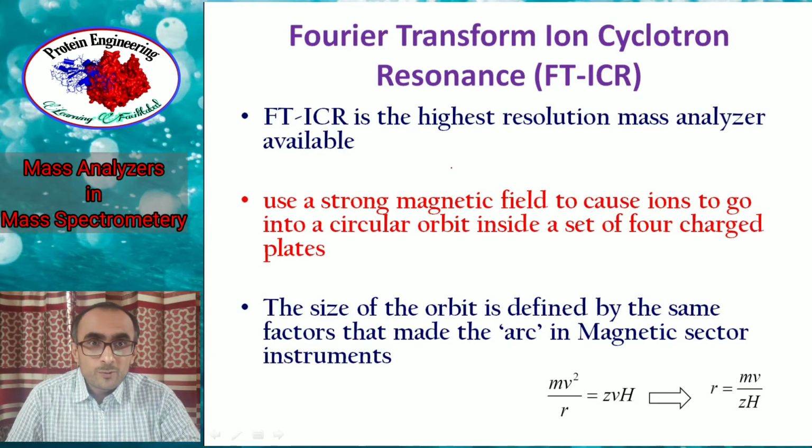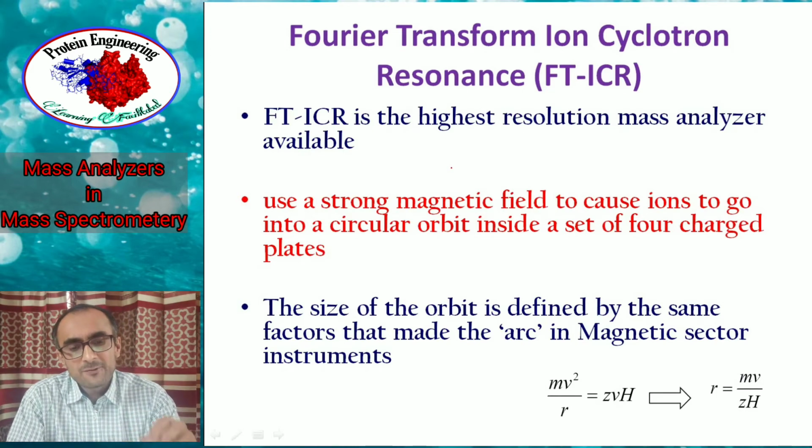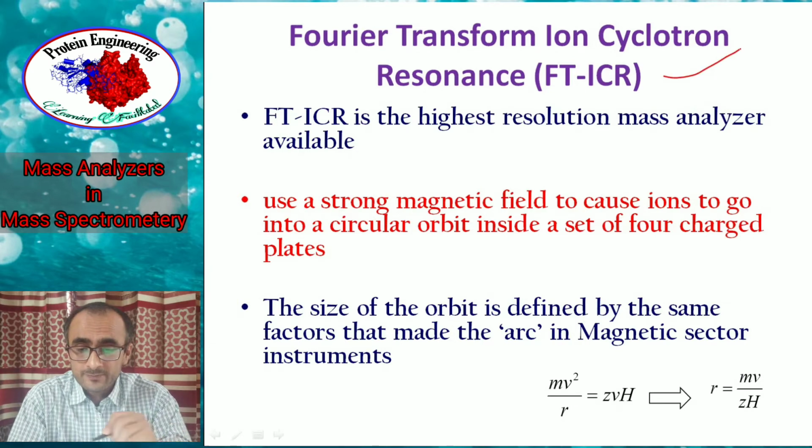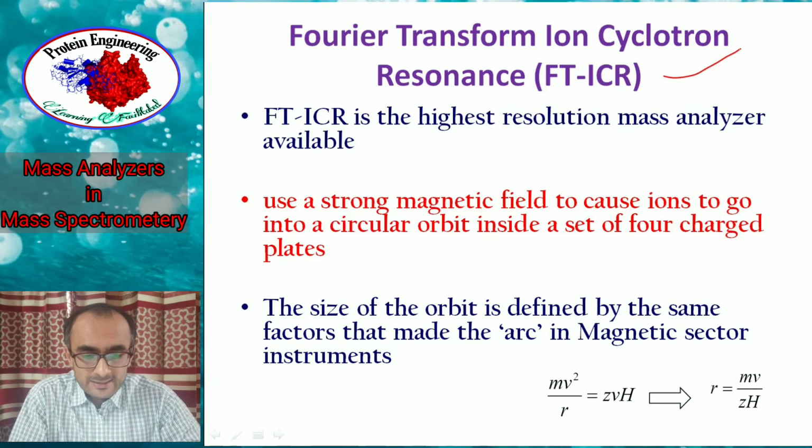This is one of the very advanced systems to sort ions in a mass spectrometer, called Fourier transform ion cyclotron resonance, FTICR type of analyzers. FTICR is the highest resolution mass analyzer available so far, and it uses a strong magnetic field to cause ions to go into a circular orbit.